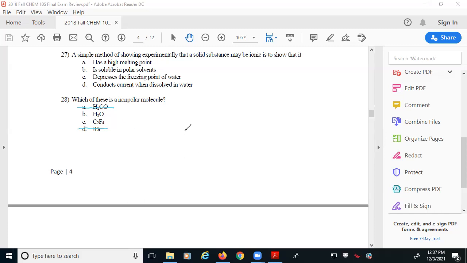C2F4, if you drew it out, you'd have a double bond between the carbons. There's your symmetry. This is an sp2 planar molecule. And other than the carbon-carbon bond, which has its own internal symmetry, you've got three-dimensional symmetry from the fluorines to each other in all directions.